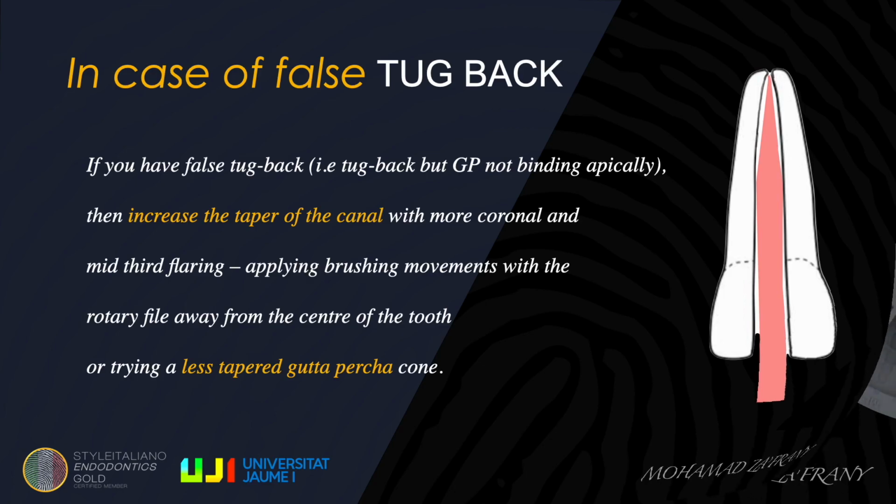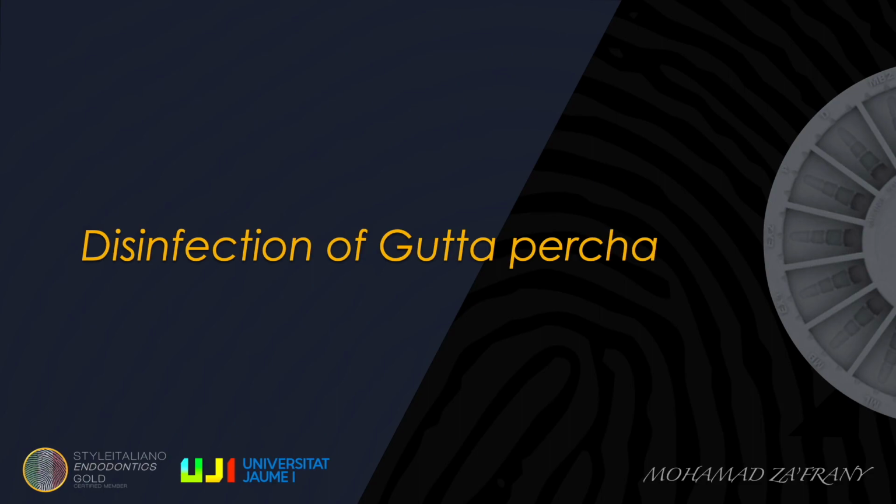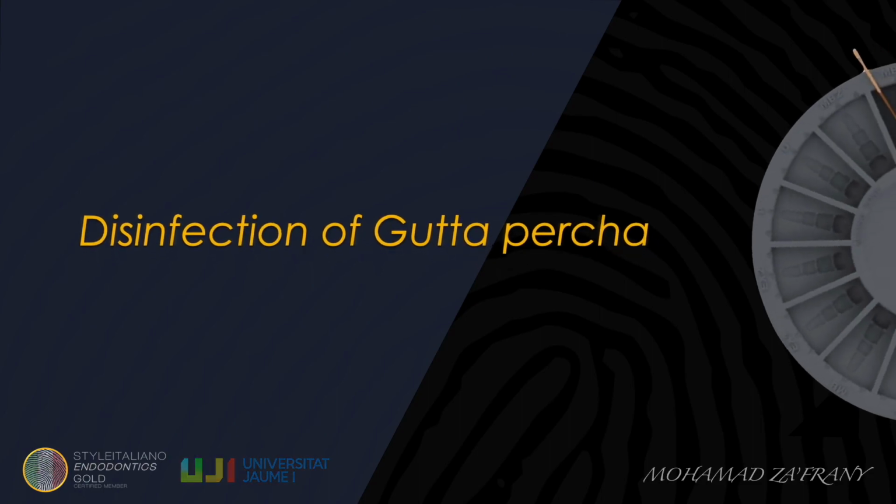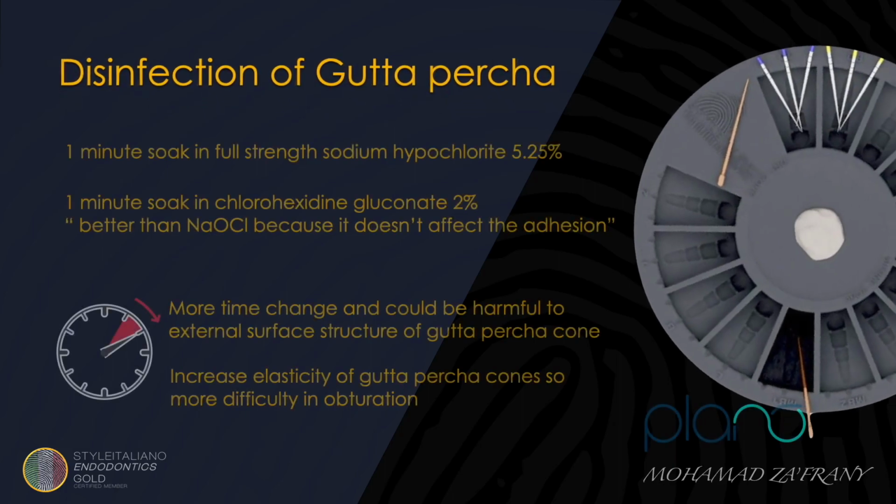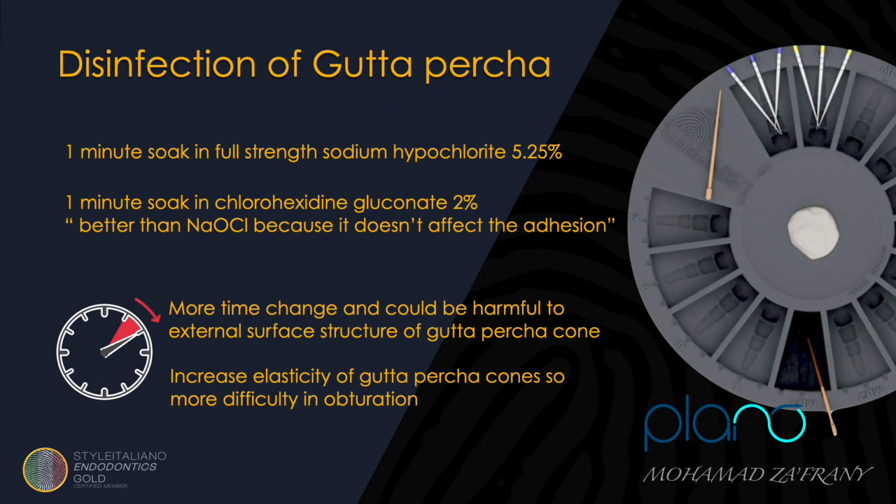One more important step is disinfection of gutta-percha cones. We can do disinfection of gutta-percha by soaking the cone in full strength sodium hypochlorite for 1 minute or 1 minute soaking in chlorhexidine gluconate 2%. I would prefer the chlorhexidine gluconate 2% for 1 minute, because sometimes sodium hypochlorite for a longer time will change the properties of gutta-percha, and also sometimes it affects the bonding between gutta-percha cones and the sealer and the dentine wall.